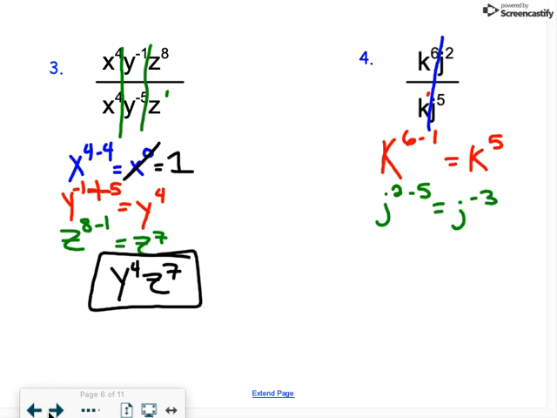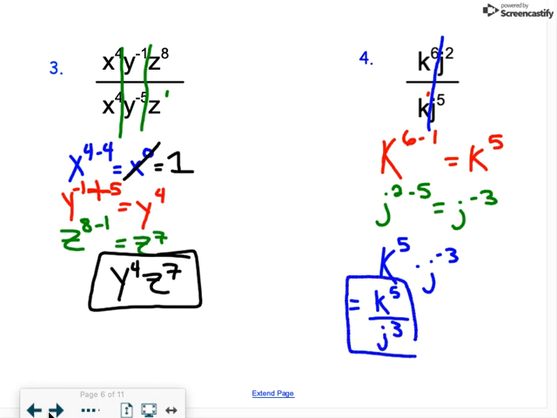So again, both of these terms start off on our numerator. So right now it looks like this. We have 1 step left to go. We know we can simplify this to k to the 5th over j to the positive 3rd.